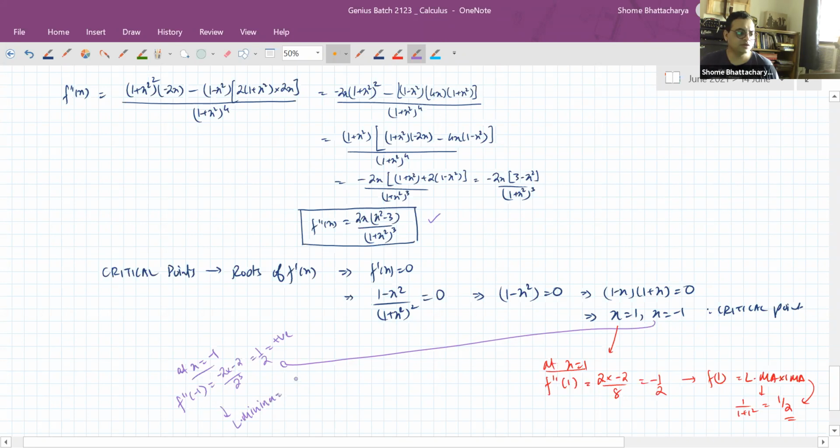And what is the value of the local minima? It is f of -1. So put -1 back in the original equation. The original equation, remember, was x upon 1 plus x squared. So it is -1 upon 1 plus 1, or minus half. So we have a local minima equal to minus half at x equal to -1, whereas we have a local maxima of plus half at x equal to 1.